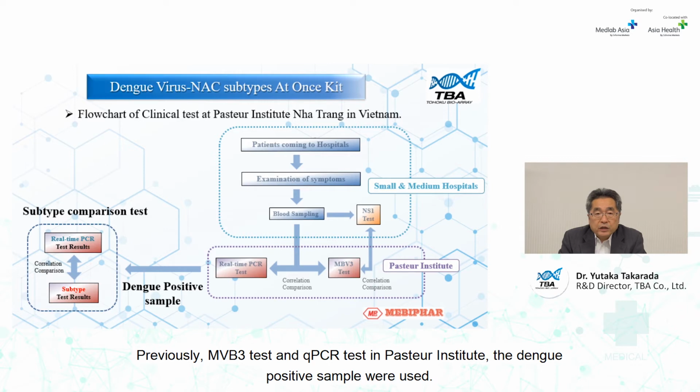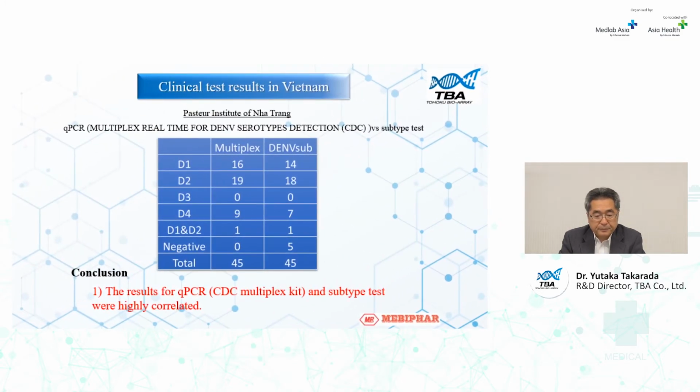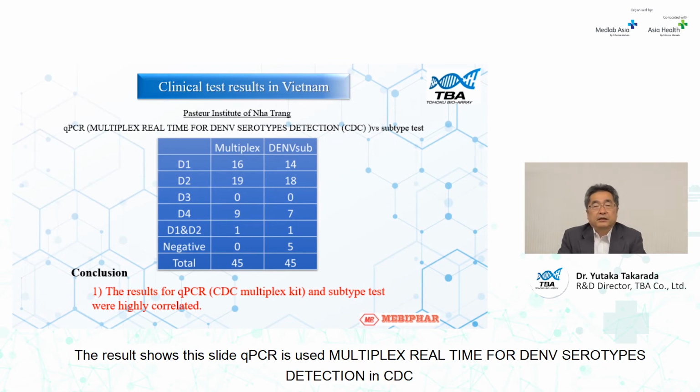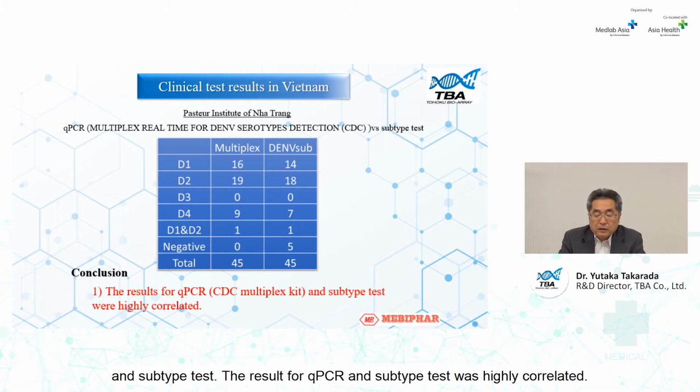Previously, for the MBV3 test and qPCR test at the Pasteur Institute, dengue positive samples were used. The result is shown in this slide. For qPCR, multiplex real-time PCR for dengue serotype detection from CDC was used, along with the subtype test. The results for qPCR and the subtype test were highly correlated.